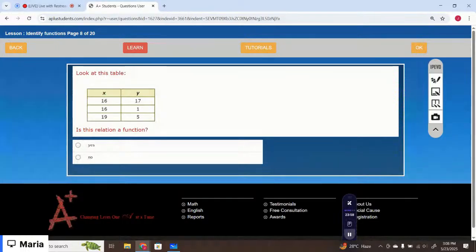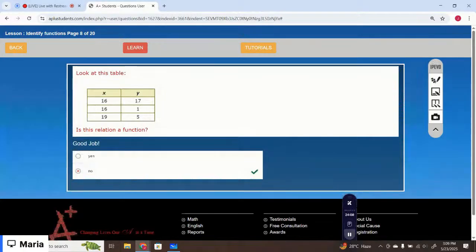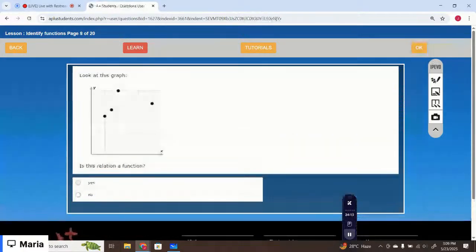Look at this table. Is this a relation or function? No, that is not a function. Right. Look at this. Is this a relation or function? Yes, it is a function.